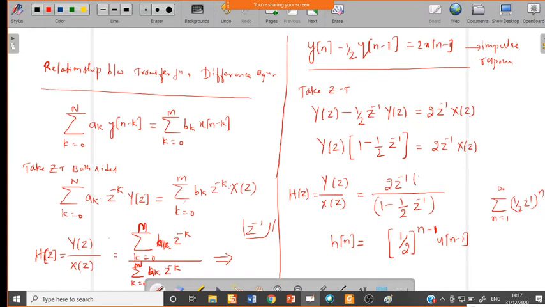Okay, so if you multiply and divide by half, we will get this half z inverse by 1 minus half z inverse. You can write it as half power n minus 1 into u of n minus 1, and whatever 2 it will go up, so you will get 4. Okay, so this is the h of n you will get. Is it understood? Any doubt in this?